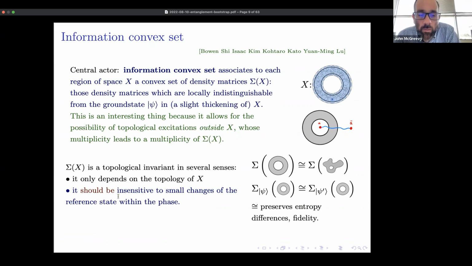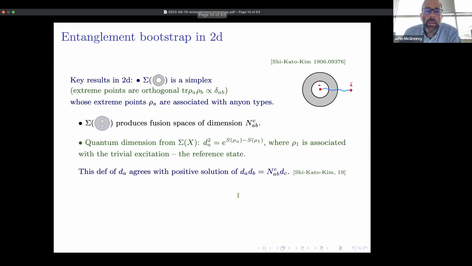And then we expect that it should be insensitive to small changes of the reference state within the phase. So this is related to Jiagong's question. Because the correlation length will change if you move around within the phase, but we expect that such a statement is true, at least for large enough regions. Okay, so that's the information convex set, and a few key results in the case of the 2-dimensional entanglement bootstrap, which you can find in this lovely paper, are the following.